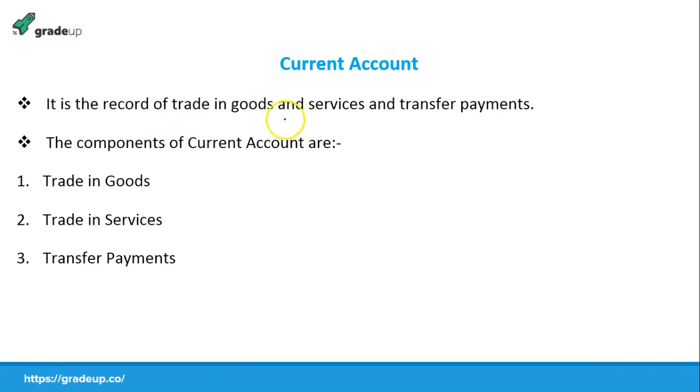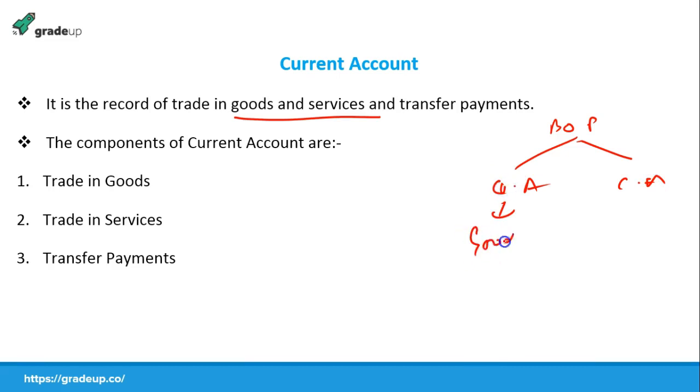It is the record of trade in goods and services and transfer payments. One account takes care of goods and services. All the goods and services that we are dealing with the rest of the world, whether we are buying or selling, are recorded in the current account. So balance of payment is divided into two categories, current account and capital account. In the current account, goods and services are recorded. The components of the current account are trade in goods, trade in services, and transfer payments.